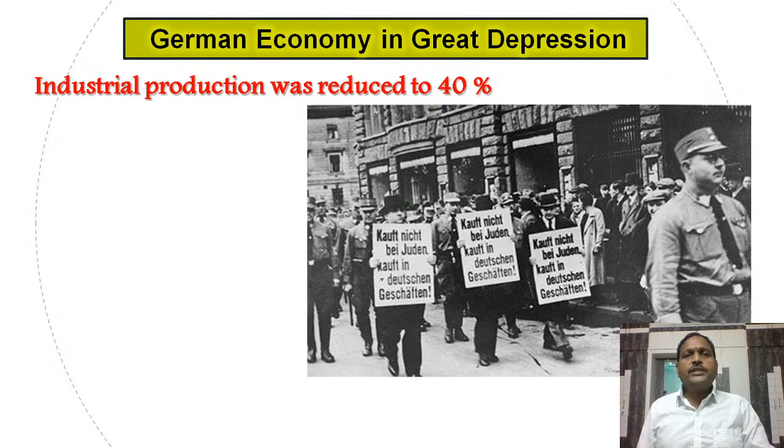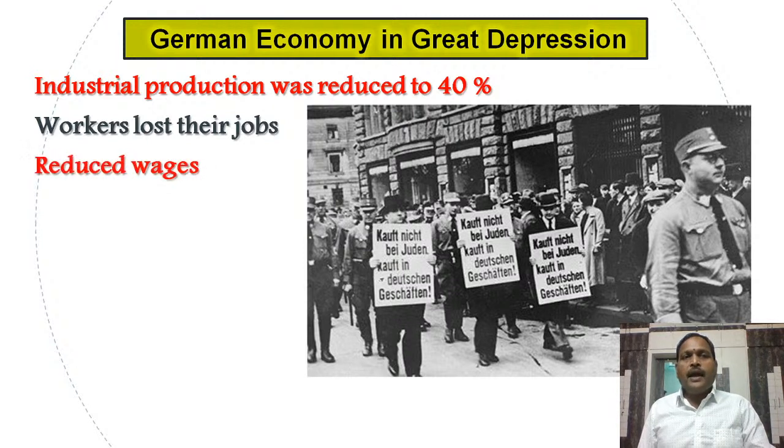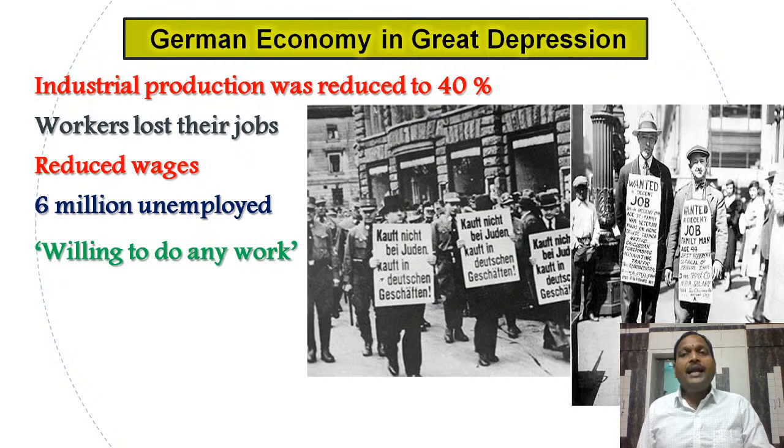One, industrial production was reduced by 40%, as in the USA. The same situation happened here. Many factories were closed down. Hence the workers lost their jobs. Even though they were ready to work on reduced wages, there were no jobs for them. Six million were unemployed and hung boards on their necks. They were willing to work at any cost, at any wages, at any rate, but there was no job in Germany.